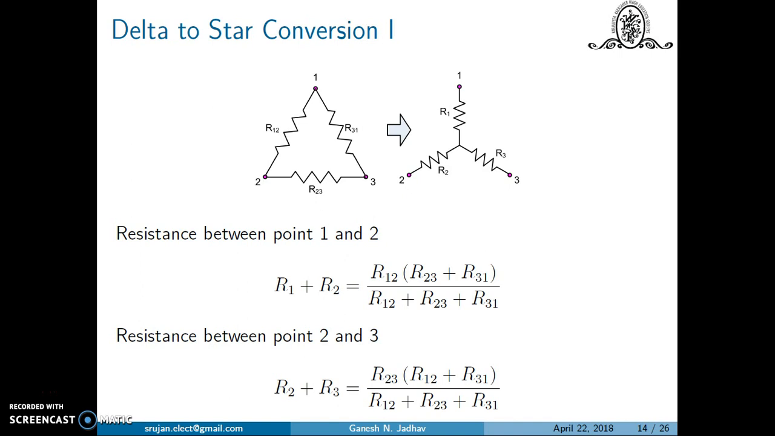Hello everyone. Welcome to the next lesson on the module of DC circuits. In this, we are going to study the delta to star conversion and star to delta conversion, which are often required in network reduction circuits.